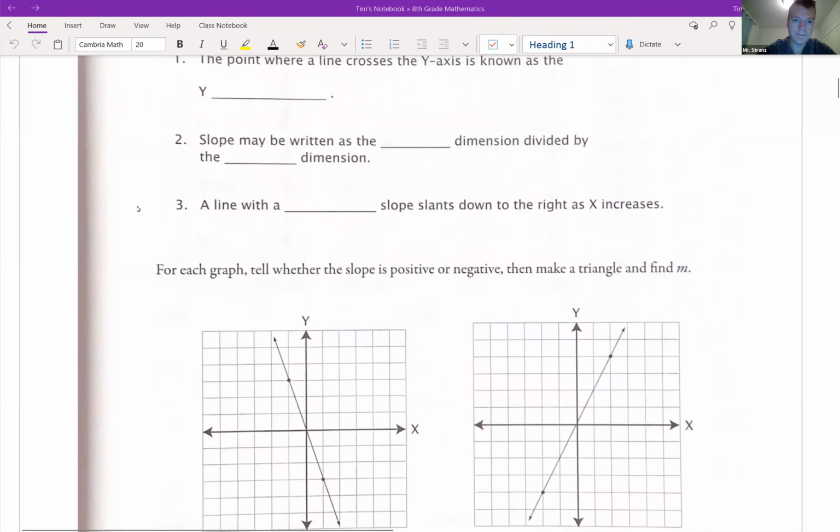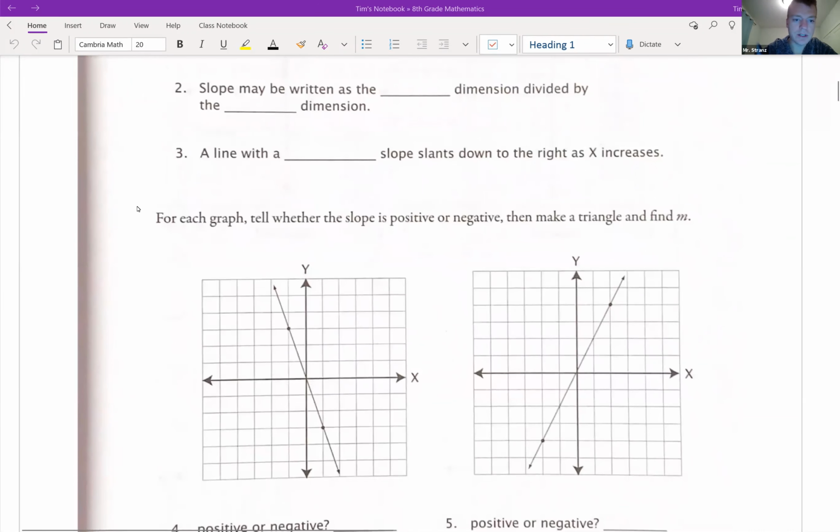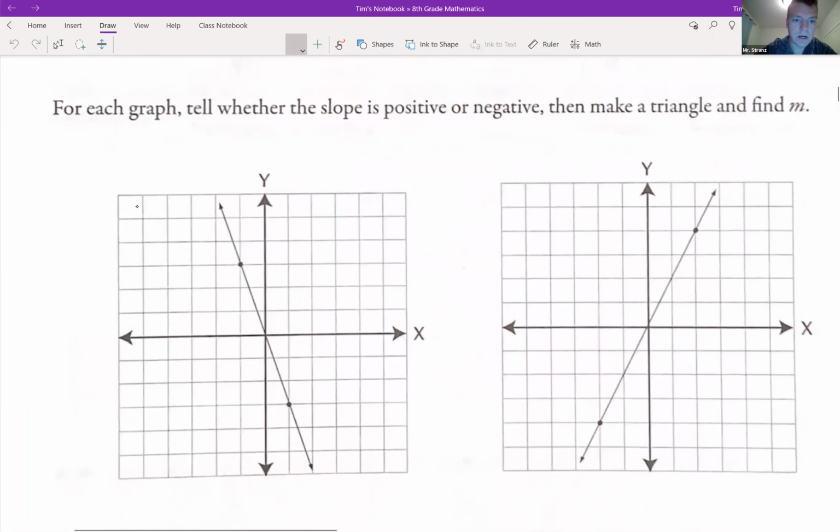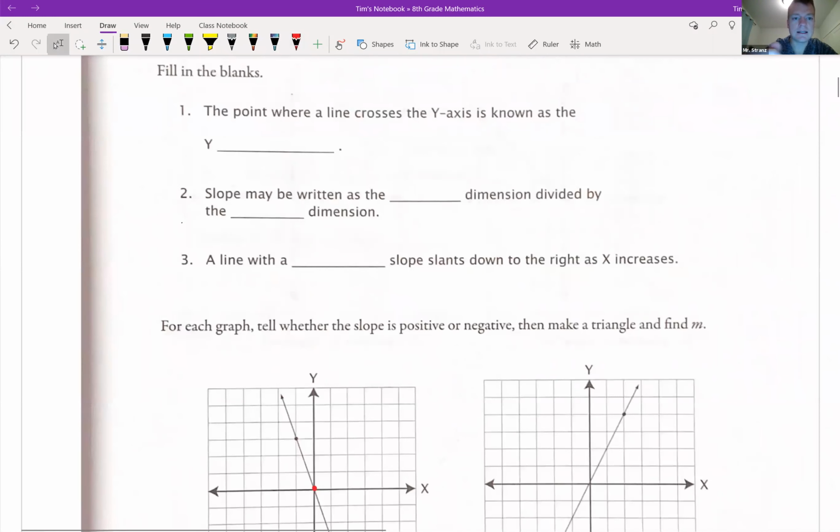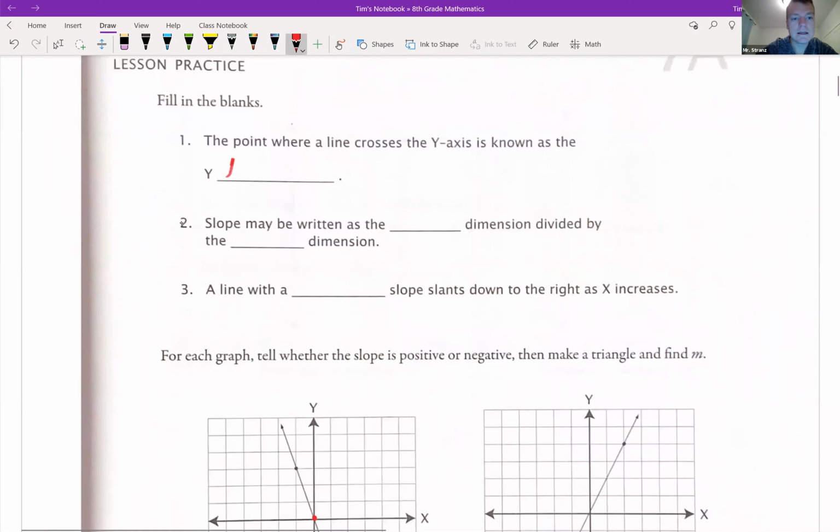So if we go down here and we look, the point where the line crosses the y-axis, so here's your y-axis right here. And we're looking for the point where this line crosses. You can see it crosses right here at 0. So that is going to be the y-intercept, where the line crosses the y-axis, is known as the y-intercept.